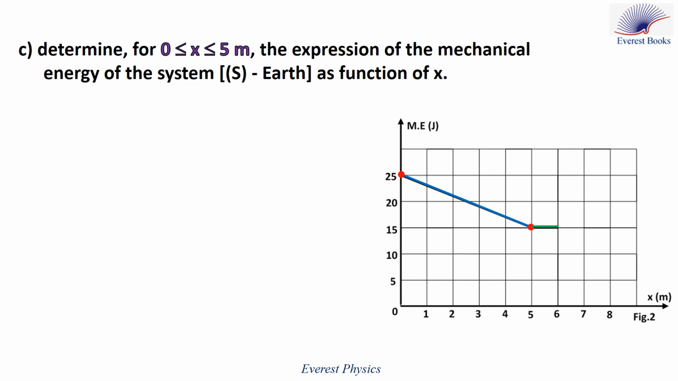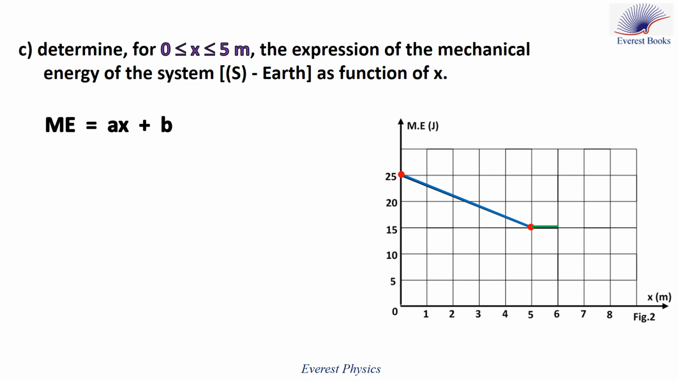Let's move to part C. Determine, for x greater than or equal to 0 and less than or equal to 5 meters, the expression of the mechanical energy of the system S-Earth as a function of x. Look at the graph. Between abscissa 0 and abscissa 5 meters, the curve of ME is a straight line. Then its equation is ME equals A x plus B, where A and B are constants. Now let's calculate the values of A and B.